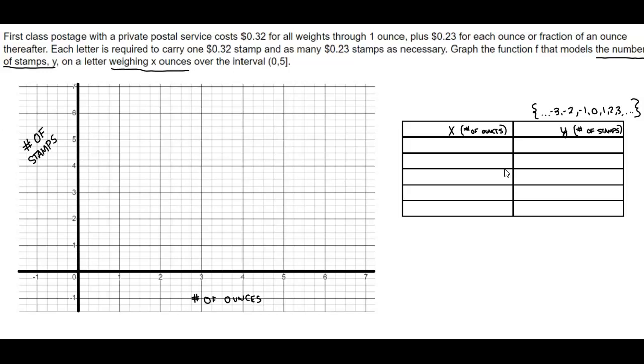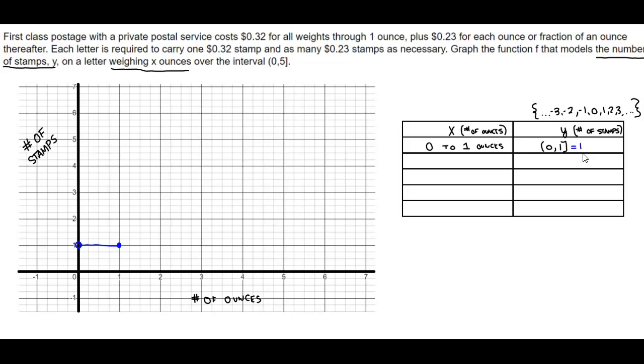Now for the first one, it says all weights through 1 ounce. So you're going from x equals 0 to 1 ounce. If it's going from 0 to 1 ounce, you're not going to include the 0, but you're going to go all the way to 1 and include the 1. So let's write that out here. From 0 to 1, that's going to equal 1, because that's in between 0 and 1. At 0, you're going to have an open circle, because if you have 0 ounces it's not going to cost anything. But everything up to 1 ounce is going to cost that 32 cents.